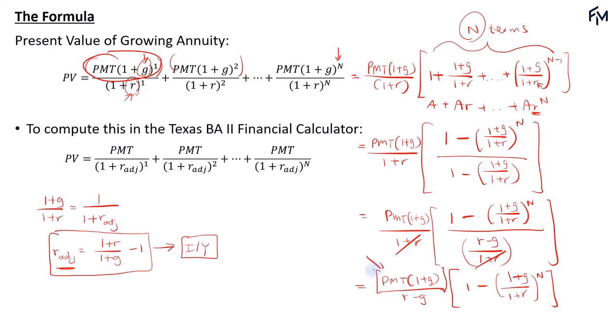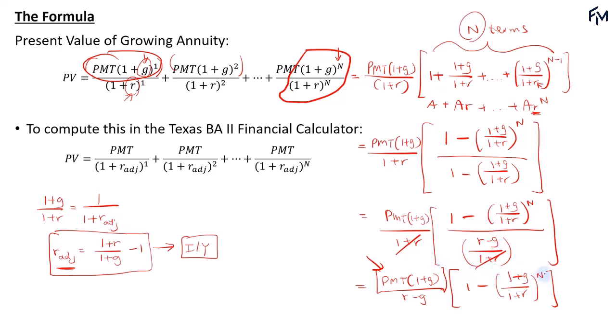Okay, so this is your numerator. And then the denominator is R minus G. And of course in the bracket here, you just need to take 1 minus the ratio of 1 plus the growth rate over 1 plus the discount rate to the power of n, which is this last term here. That's an easy way to remember.